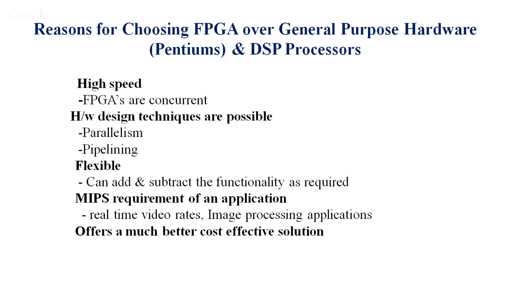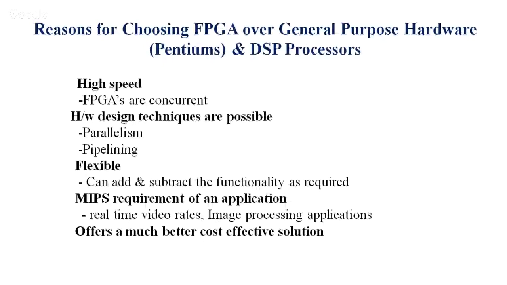Now, one question arises: why do we select FPGA over general purpose hardware and DSP processors? First of all, one important parameter is high speed. When we work on DSP algorithms or design algorithms for power converters and inverters, we need real-time data and complex programming, so we need high speed. So we prefer FPGA over microprocessors and microcontrollers because FPGA works on a concurrent basis.